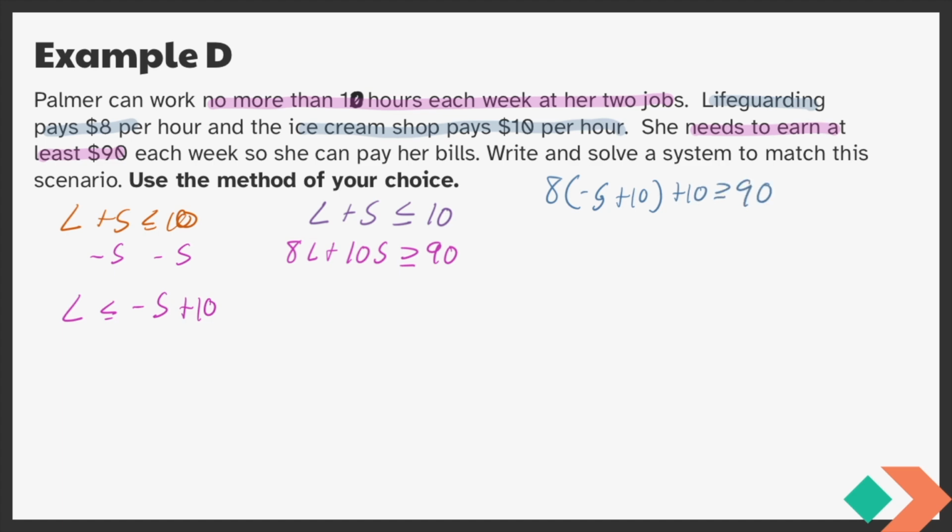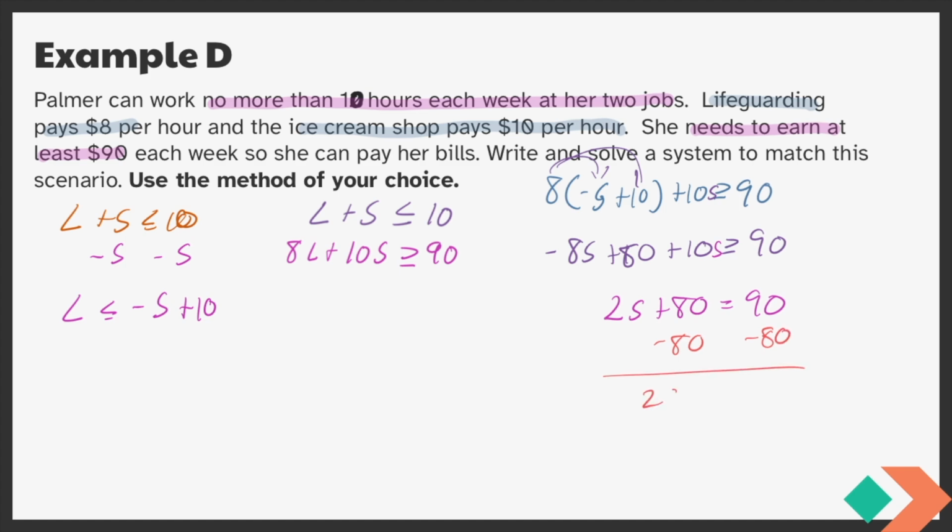All right, so now I go ahead and solve my inequality just like I always do. So I'm going to start by distributing. So I've got negative 8S plus 80 plus 10S is greater than or equal to 90. All right, now I got to scoop up and combine my like terms. When I do that, I'm going to end up getting 2S plus 80 is greater than or equal to 90. I'm going to go ahead and subtract 80 on both sides.